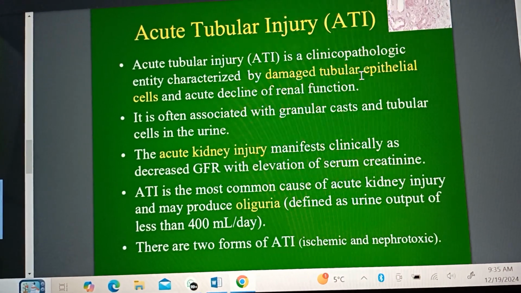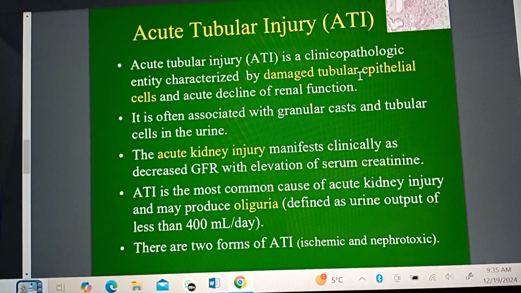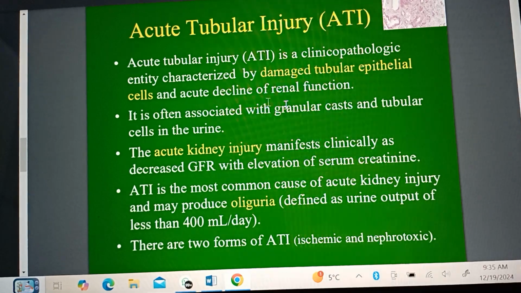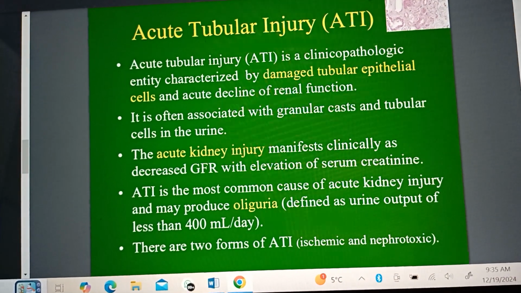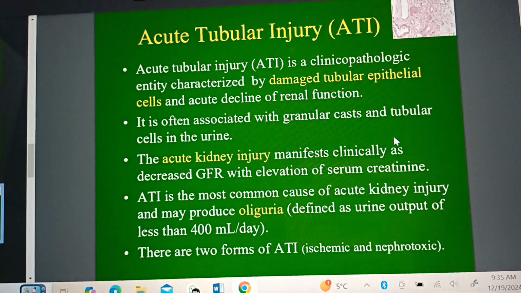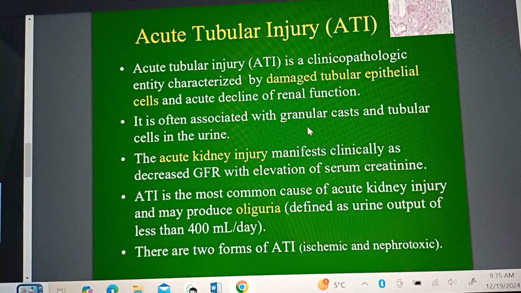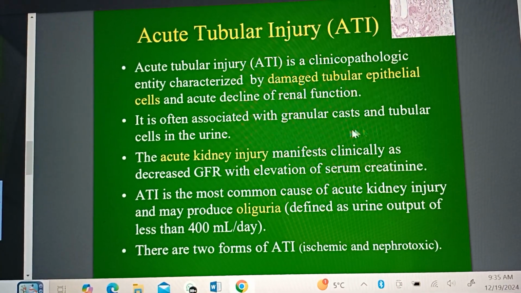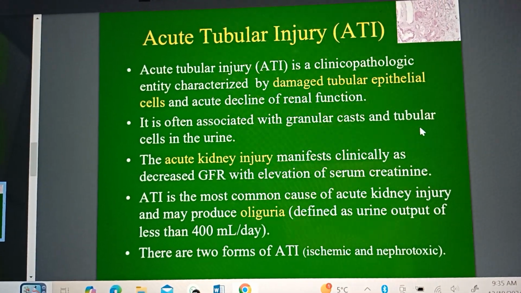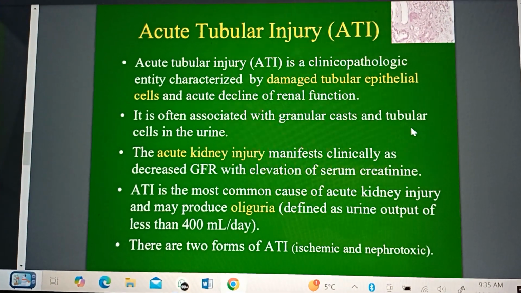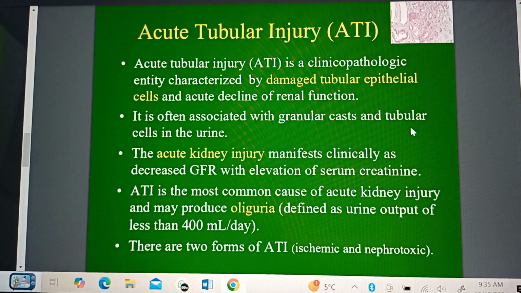You know the proximal convoluted tubule and distal convoluted tubule, if they are damaged, the renal function will have an acute decline, and all these damaged cells will pass into the urine in the form of granular casts or in the form of tubular epithelial cells. Casts are formed when epithelial cells collect together and pass in the form of casts, right?